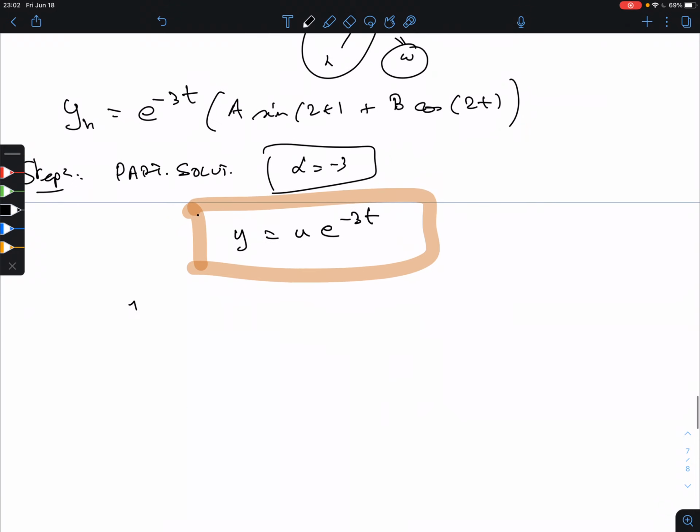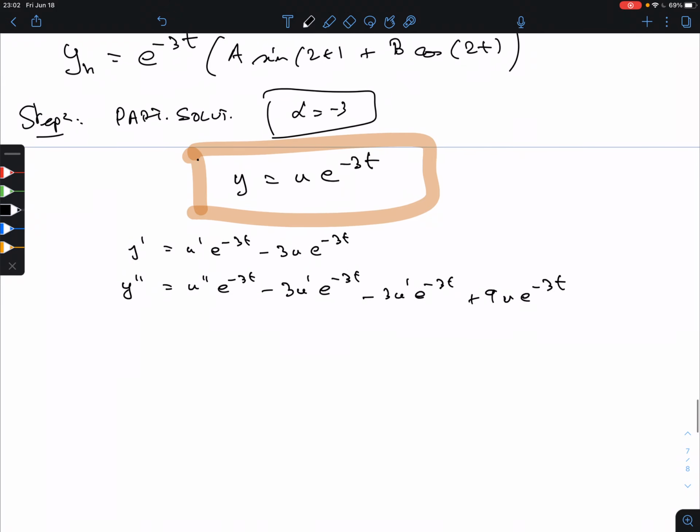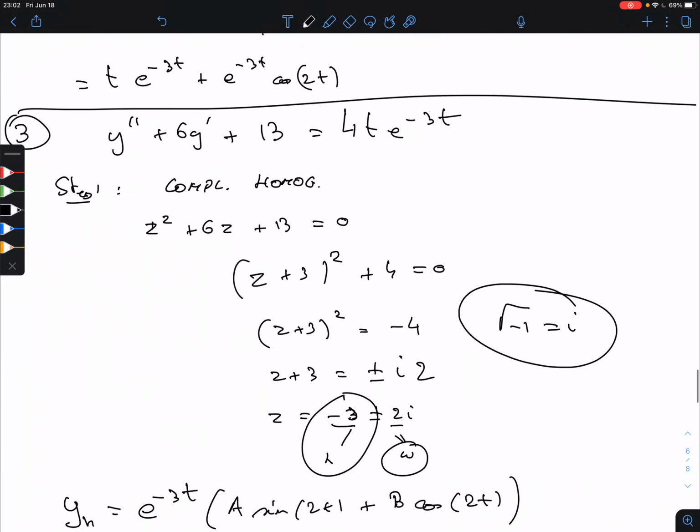And so we need to calculate y prime, which is u prime e to the minus 3t minus 3 times u e to the minus 3t, and y double prime is equal to u double prime e to the minus 3t minus 3 times u prime e to the minus 3t, minus 3 u prime e to the minus 3t plus 9 u e to the minus 3t. I hope everybody knows how to do this by now. Okay, and now we plug this into our equation here.